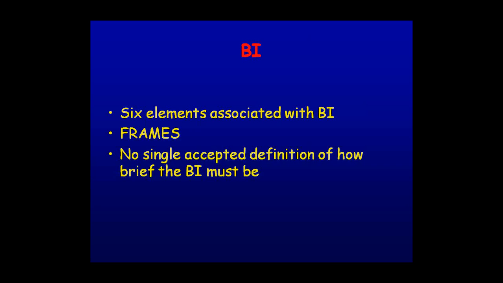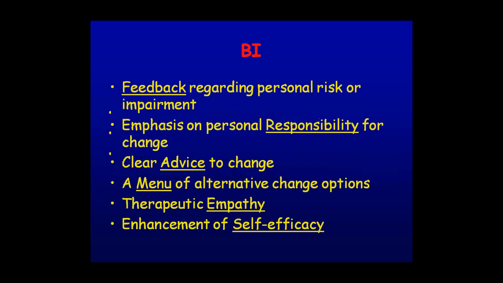So the next one is what we call the FRAMES. It's really the core elements of brief interventions. The first one is the F, for feedback regarding personal risk or impairment. For example, if an adolescent 16 to 17 years old has been drinking and driving and ends up with a head injury, obviously you present it as, look, your head injury is related to your drinking behavior.